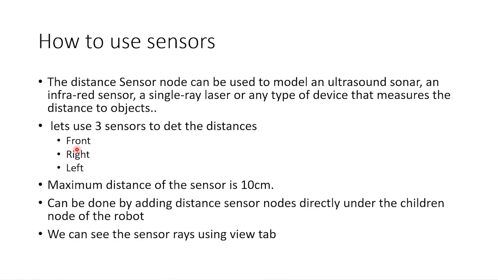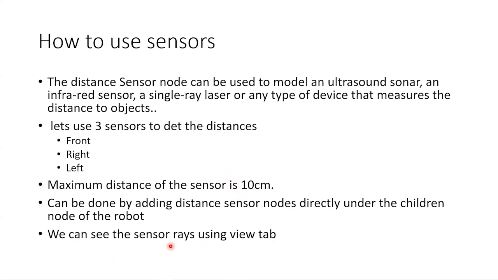So we are going to model these sensors using the distance sensor node, and then we will change some parameters in order to gain some values of the environment. Then we are going to use front, right, and left sensors. Maybe there are some advantages and disadvantages; we'll talk about that as well. A special point is that the maximum distance these sensors in Webots are capable of measuring is 10 centimeters. So that is the limit.